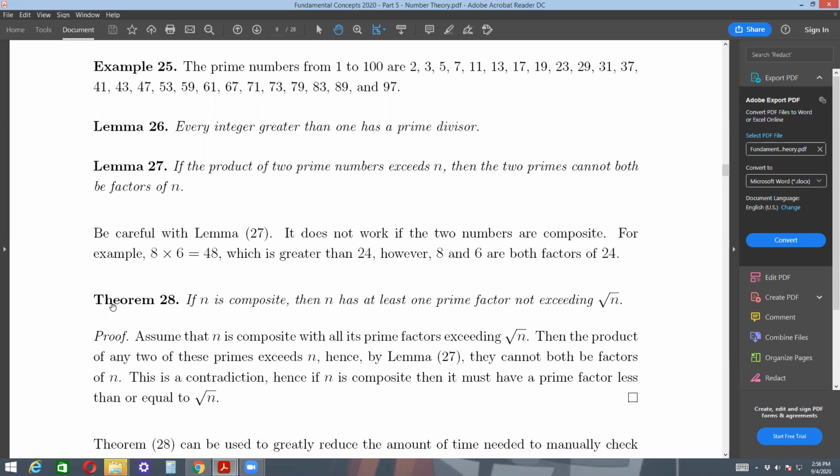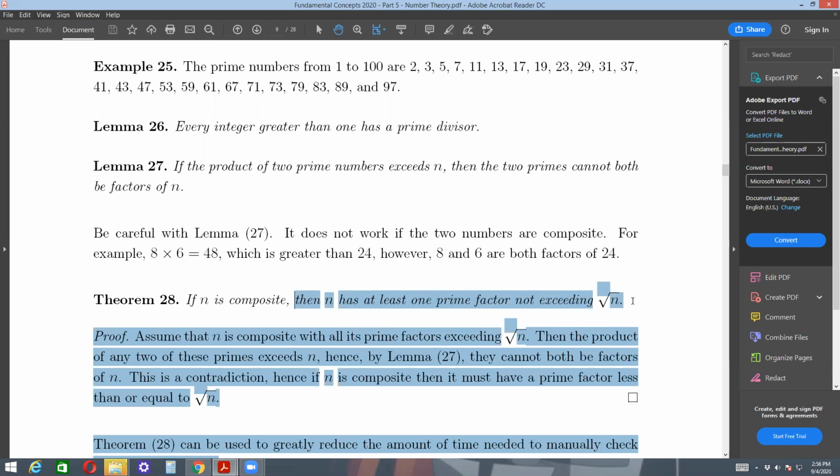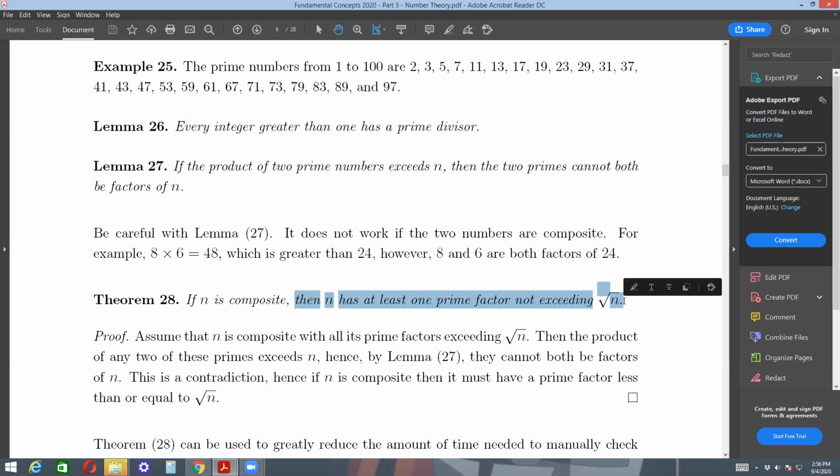All right, theorem 28 is useful when you're trying to show something is a prime number, right? If n is a composite number, then n must have at least one prime factor not exceeding the square root of n, right? This again is intuitive because if it's composite and you look at the square root of n, there must be something less than or equal to the square root of n multiplied by something greater than or equal to the square root of n to give you n. All the factors can't be greater than the square root of n because when you multiply the two of them, you'll get a number bigger than n. So then they can't be factors.